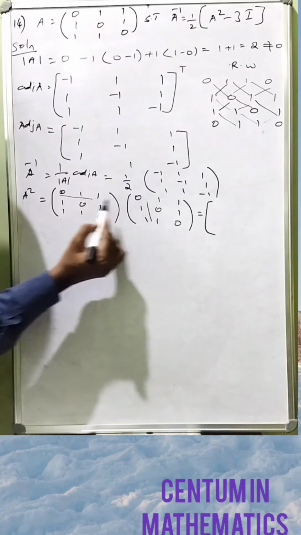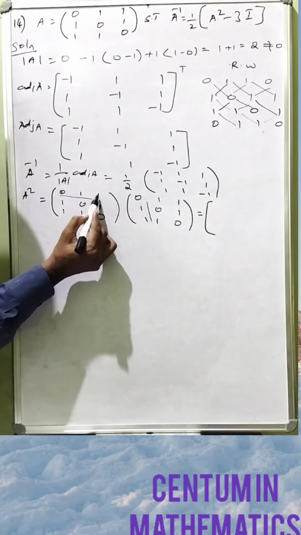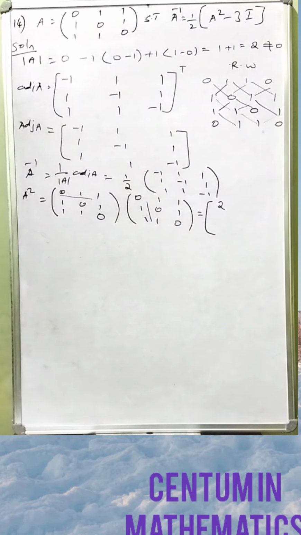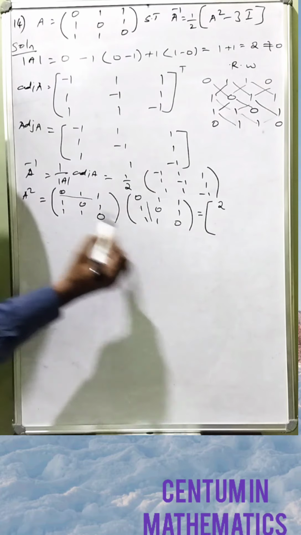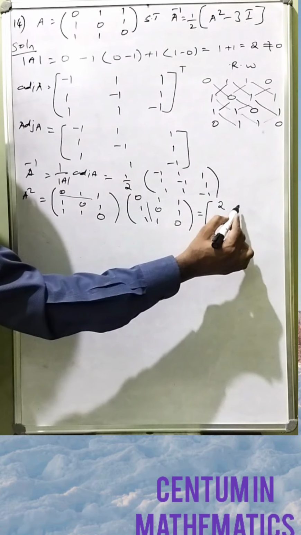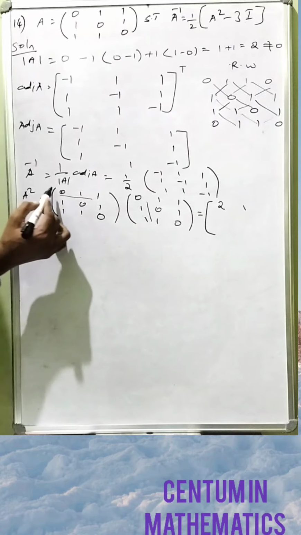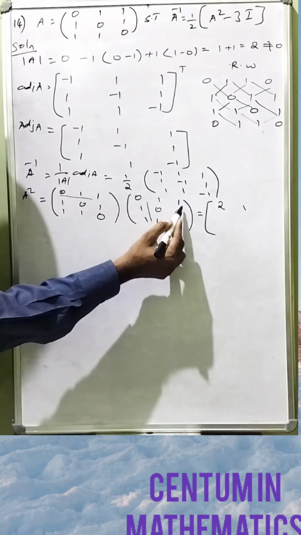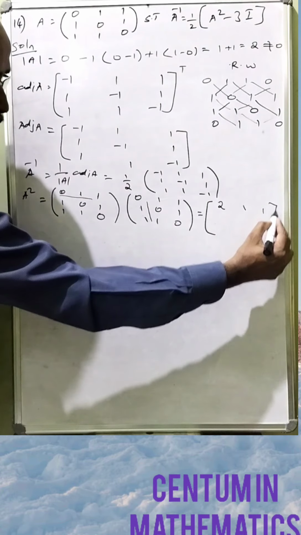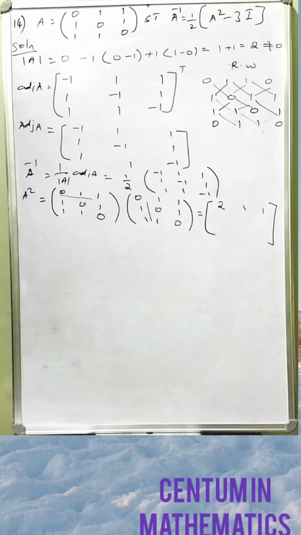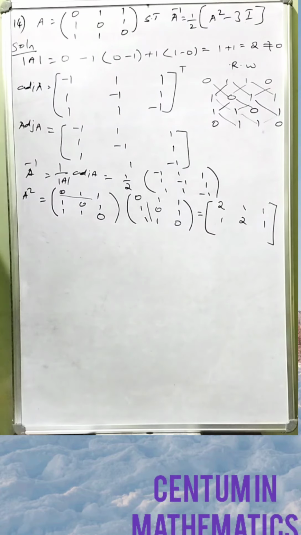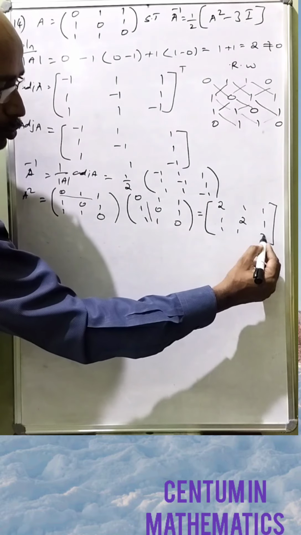0 into 0, 0, 1 into 1, 1, plus 1 into 1. So we get 2. Okay. The next, first row, second column: 0 into 1, 0, 1 into 0, 1 into 1 is 1. So 1. The next, first row, third column: 0 into 1, 0, 1 into 1, 1, 1 into 0, 0. So we get 1. So for the second row we get the answer 1, 2, 1. Third row we get 1, 1, 2.